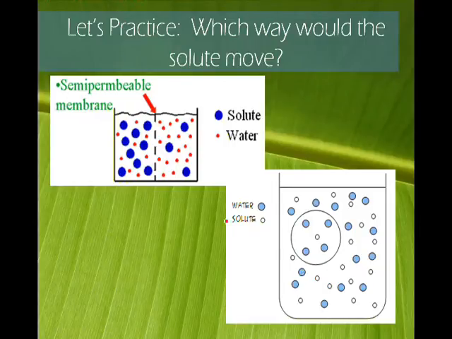So let's practice. You might have some questions on assignments and tests as to which way a solute would move. Here we have a picture that shows a semi-permeable membrane in the middle. The big blue circles are solute, and the little red circles are water. If I were to ask you which way the solute would move, that would move from an area of high concentration to an area of low concentration. So they're moving in this direction. Make sure not to use words like up or down, because there's not that possibility for that movement here.